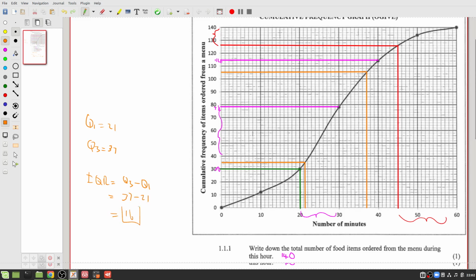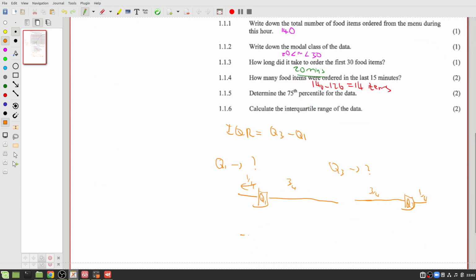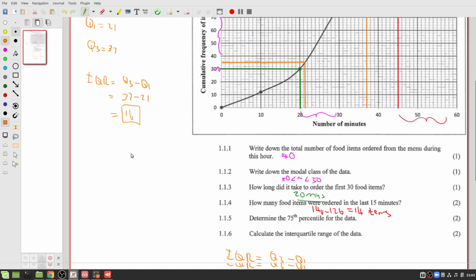So interquartile range tells us, if we're looking between Q1 and Q3, right? So this is our interquartile range. There's Q1, here's Q3. So a quarter of the data there, a quarter of the data there, and then a half of the data in here. So interquartile range just says half of the values are between Q1 and Q3. That's the middle half of the data. So there are 16 values between the middle half. So that's the range. A range of 16 different values for the middle half of the data.